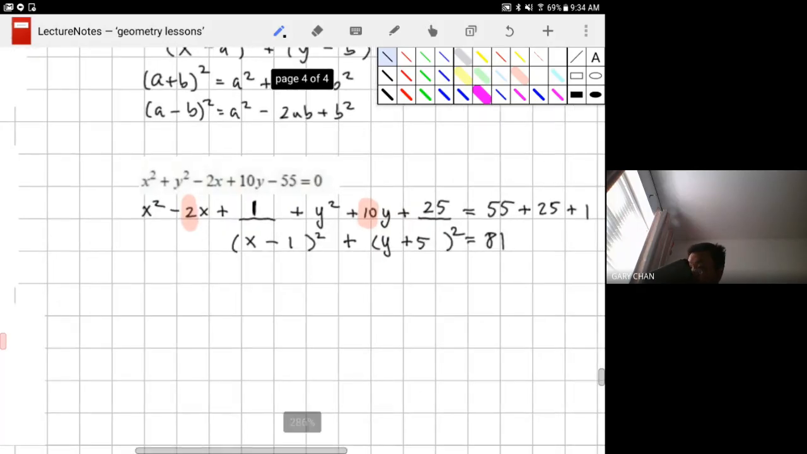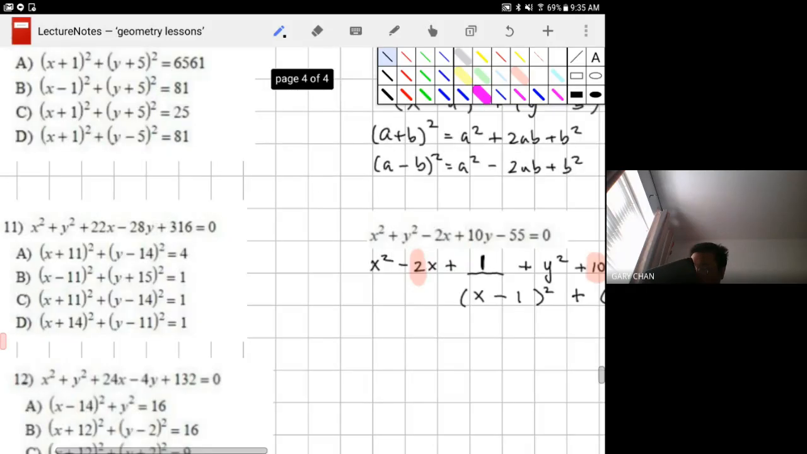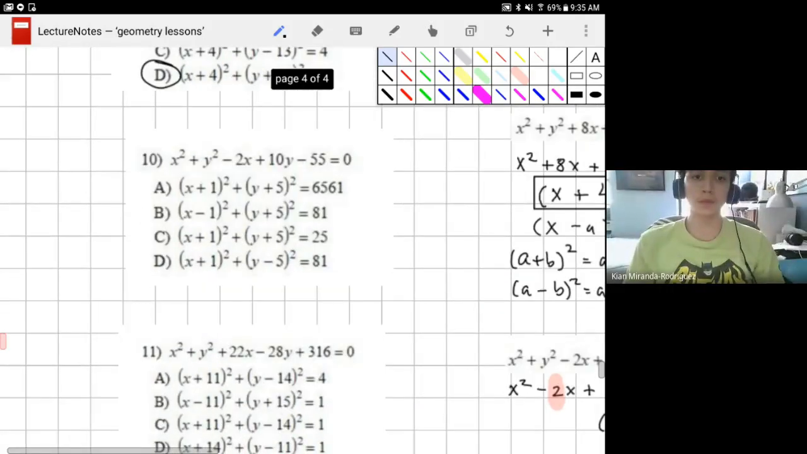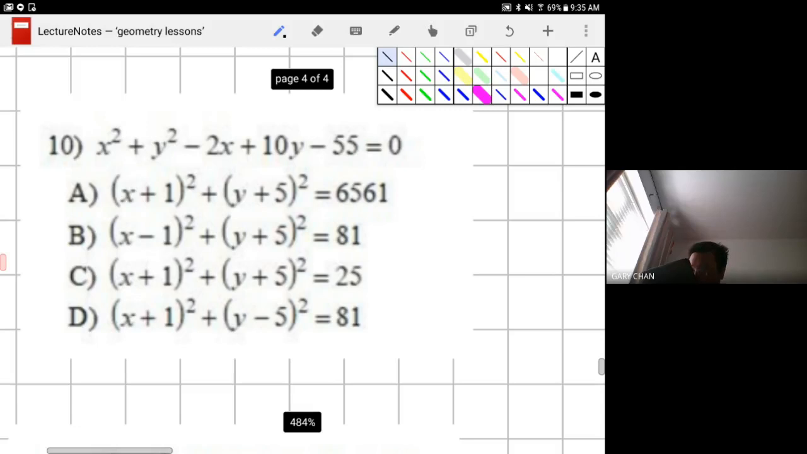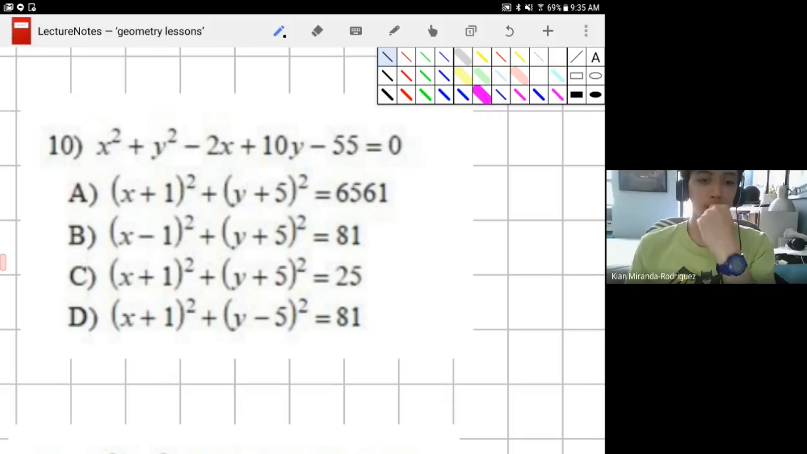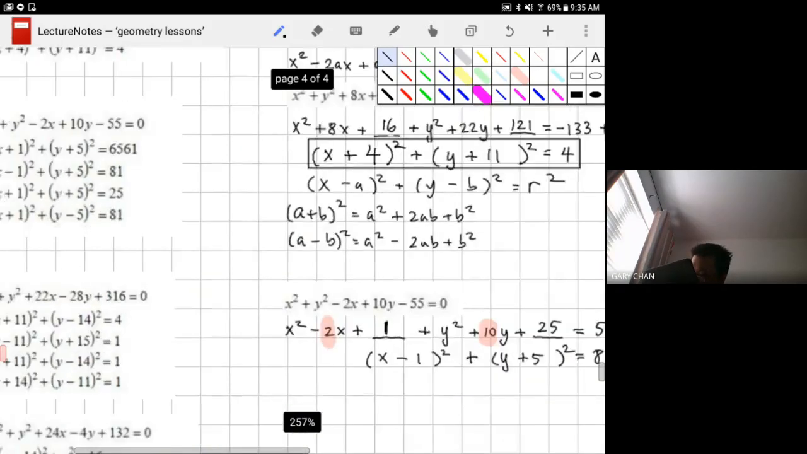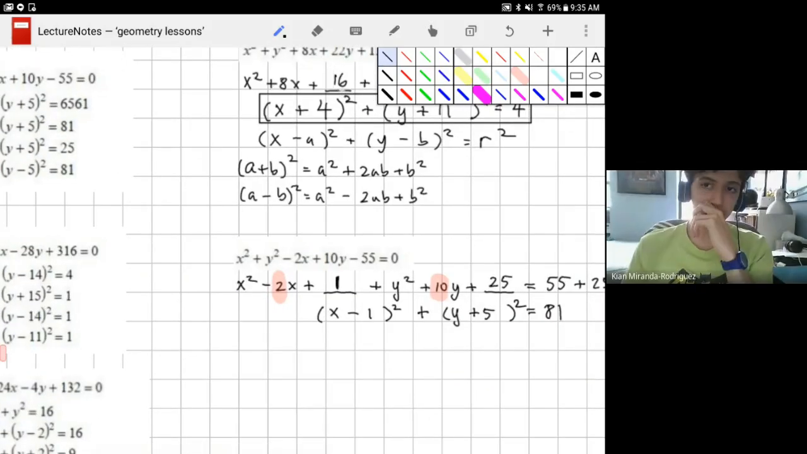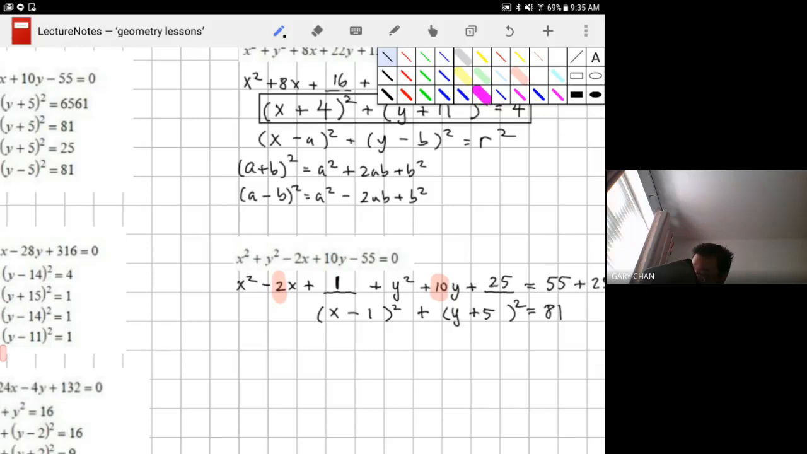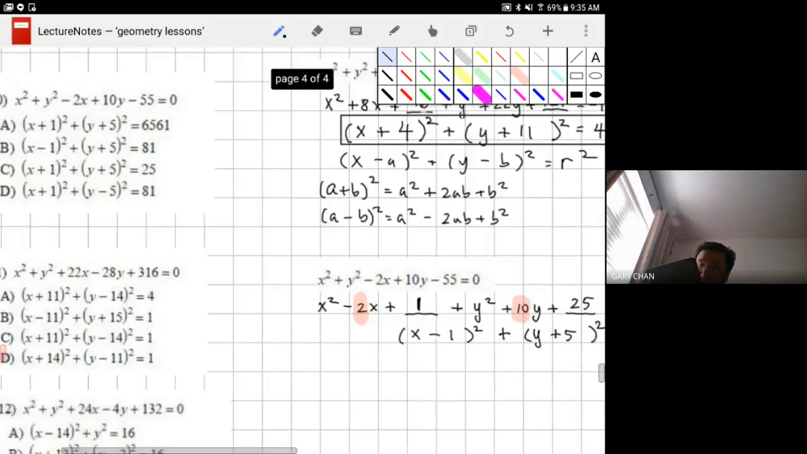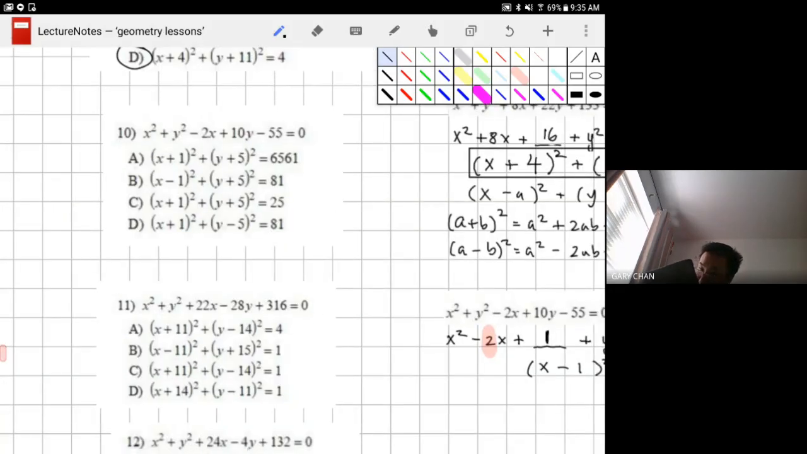Which option is that? Is it option B or D, guys? We got 81, so I think it's B. You don't have to think. You can, because it was positive, right? So it's x minus 1 and then y plus 5, right? So it is option B.